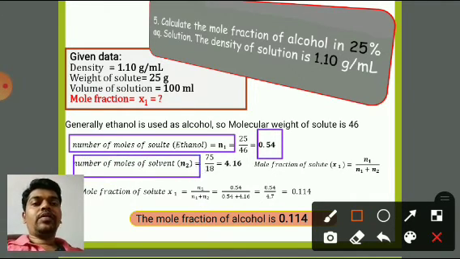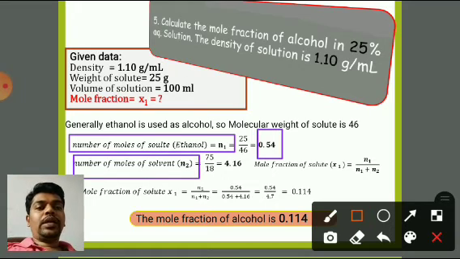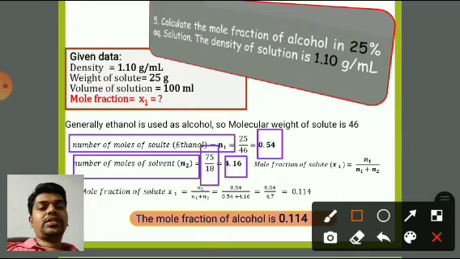Now we have to calculate the number of moles of solvent, given by N2. Here the weight of the solvent, that is water, is 75, and the molecular weight of water is 18. So 75 divided by 18. Now 75, how? Because the percentage of solute is 25, so the rest of the weight of that solution is solvent. That's why 75 divided by 18. After solving this ratio, we get 4.16. So this much number of moles of solvent is present in the given solution.